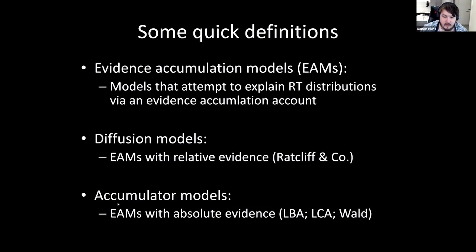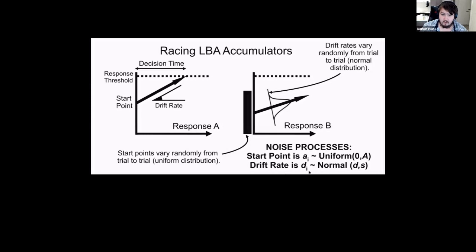The last type of evidence accumulation model I'll talk about is accumulator models. These are evidence accumulation models with absolute evidence. These are things like the LBA, LCA, and Wald, if you know them, but you may not. They are essentially represented by separate accumulators for each response alternative. So again, you have evidence accumulation over time until it hits the thresholds, but you have separate accumulators for response A and response B, and both can be gaining evidence at the same time. So they're no longer dependent on each other. The accumulation is absolute because they're separated. Evidence for option 1 isn't necessarily evidence against option 2.